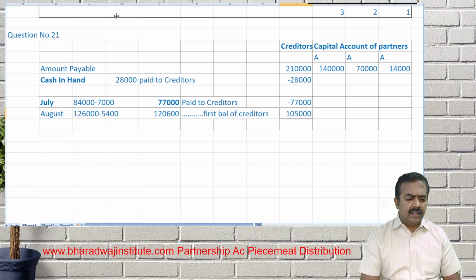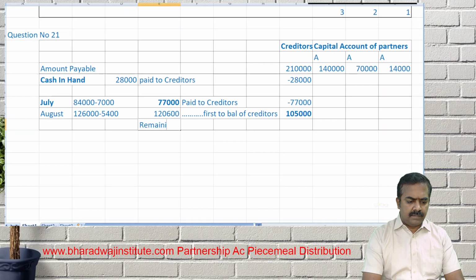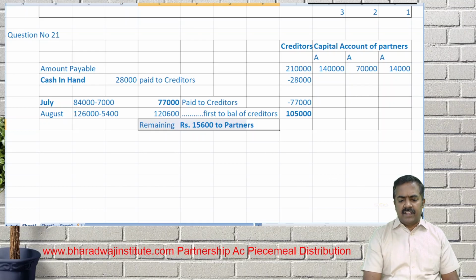1,05,000 will be paid to the creditors. First, the balance of creditors will be paid. Then, after that, how much is available to partners? Remaining how much? Rupees 15,600 is available to whom? Partners. The remaining 15,600 is available to partners.